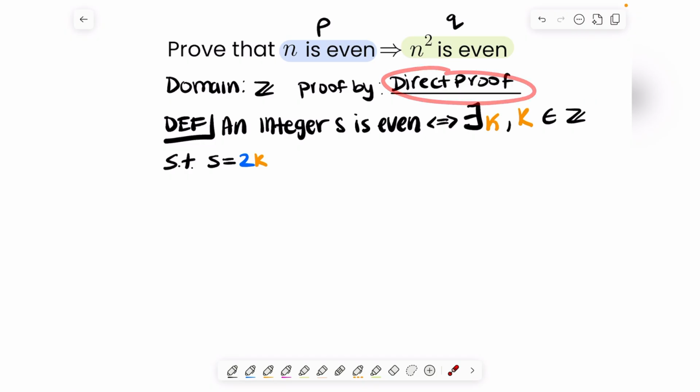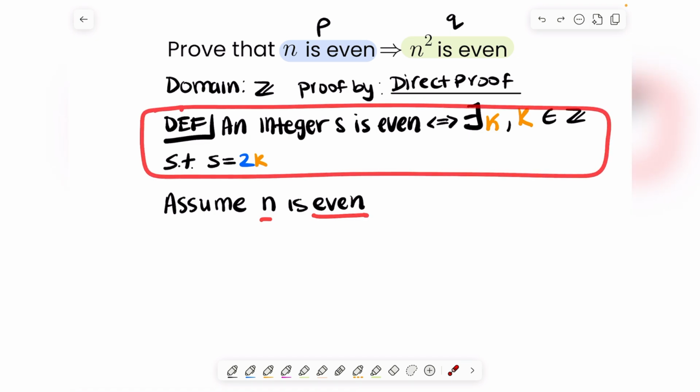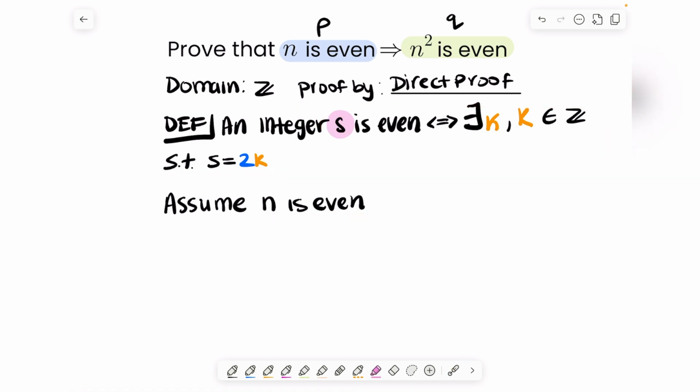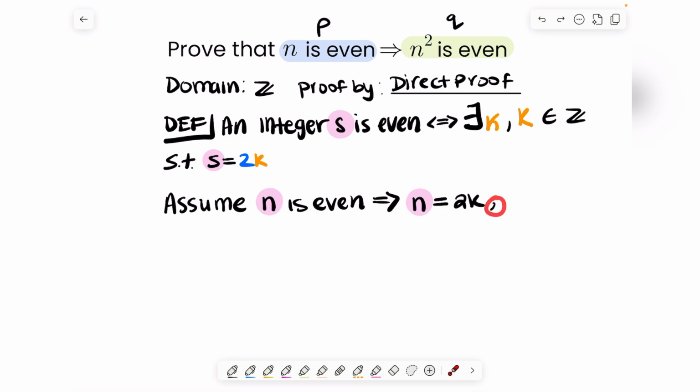So again, with a direct proof, we start by assuming P. What is P? N is even. So we assume N is even, but what does it mean for N to be even? Well, we have a definition about what it means for an integer to be even. An integer is even if and only if there exists a k such that that k is also an integer, and it's subject to the condition that if you multiply that k by 2, you get that integer. So in this case, N is that integer that we're assuming is even. So if N is the integer that's even, then there exists a k that is an integer that is subject to the condition that if you multiply k by 2, you get N. So if we assume N is even, that implies N is equal to 2 times k, where k is also an integer.